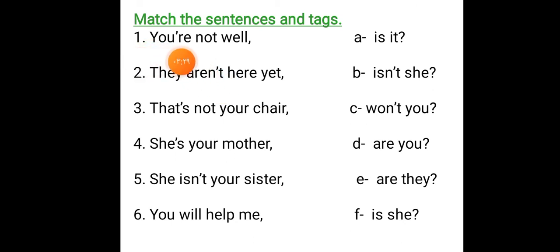Number 1. You're not well. This sentence is negative. هذه جملة منفية. So the question tag will be positive. أما السؤال المذيل فسوف يكون مثبت. كما تعلمنا سابقا. You are not. It becomes are you.